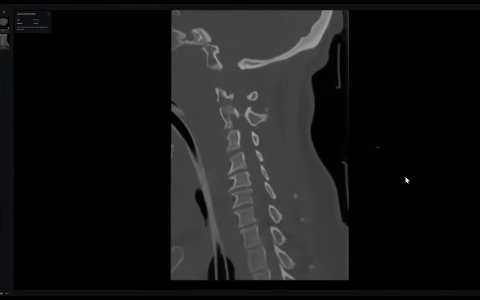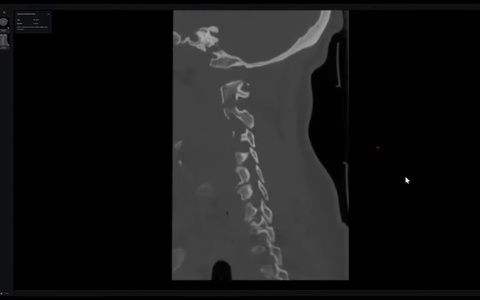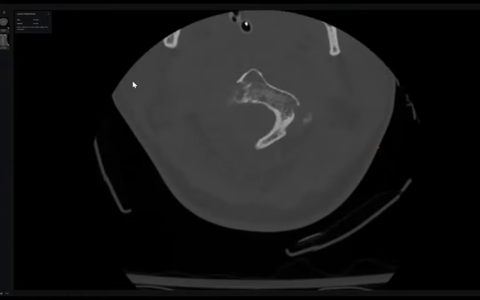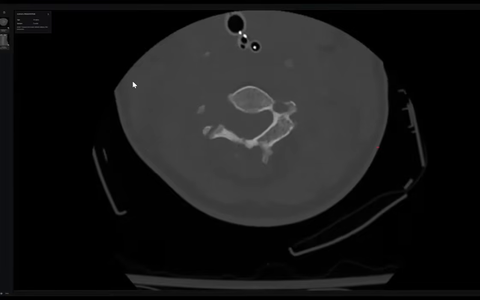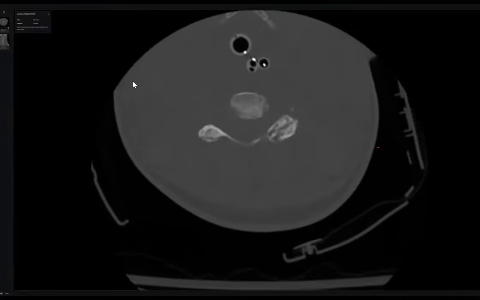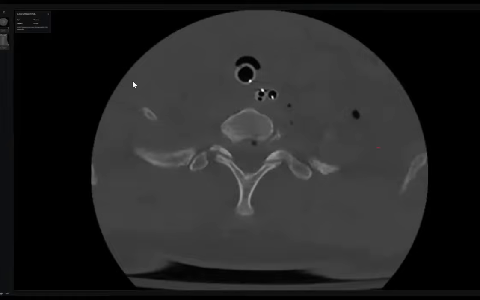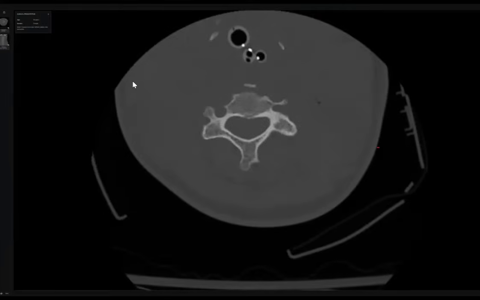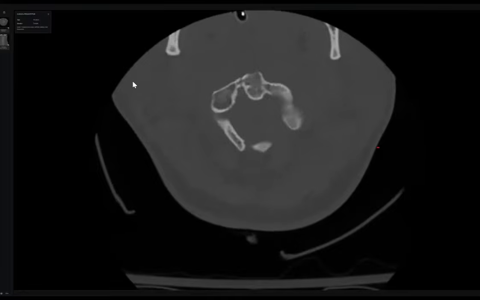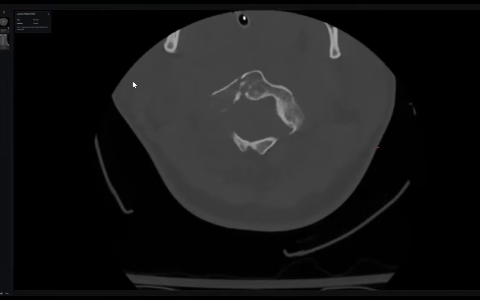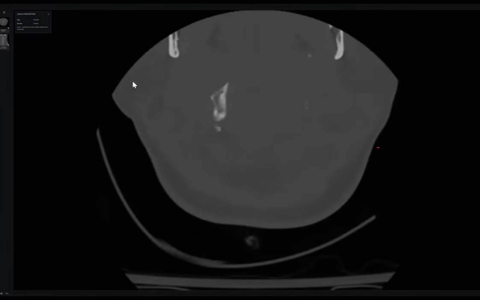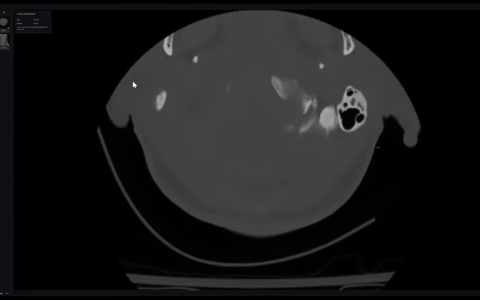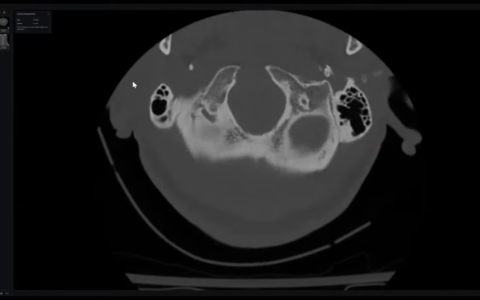With associated air within the spinal canal as well as perivertebral soft tissue edema. I will inform the referring physician immediately as this is an emergency, and I will do an MRI to assess for ligamentous injuries and further injuries. Thank you, doctor, so much.